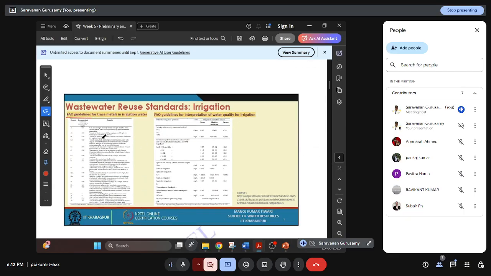And then FAO has separate guidelines. FAO is the Food and Agriculture Organization. They have separate guidelines for trace metals in irrigation water. So we need to determine this much trace metal and compare it with the standards. Only if it matches or is less than the standard can we discharge onto the irrigation field. Otherwise, it cannot be used as irrigation water. Similarly, FAO guidelines give an interpretation of water quality for irrigation. This is for trace metals. This is for other parameters like salinity, EC, and TDS.